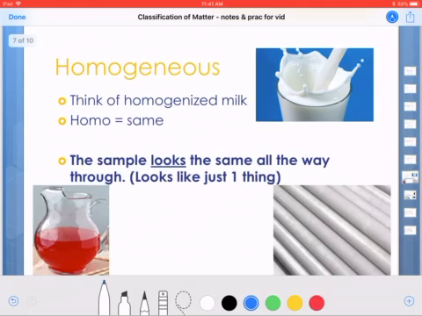Okay. 2 more quick definitions. Homogeneous, these are now no longer the zoomed in pictures. So this is big picture, what you can actually see. And the key thing to remember is that homo means same. So if I'm thinking of something that is homogeneous, it means that the sample looks the same all the way throughout. So it looks like there's just one thing there to our eyes. So Kool-Aid, milk, stainless steel, all examples of things that are homogeneous.